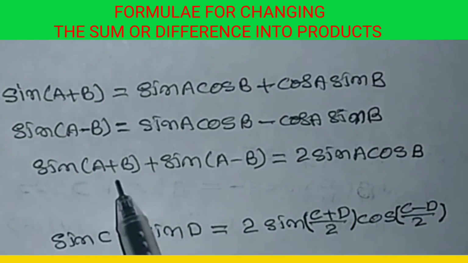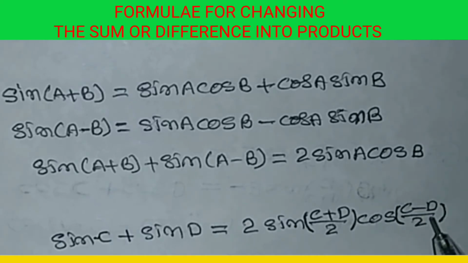Here A plus B is equal to C, A minus B is equal to D, A is equal to C plus D by 2, B is equal to C minus D by 2. Therefore, sin C plus sin D is equal to 2 sin of C plus D by 2 cos of C minus D by 2.